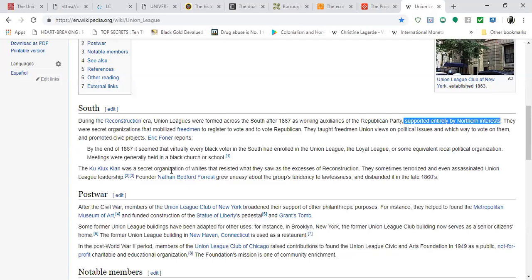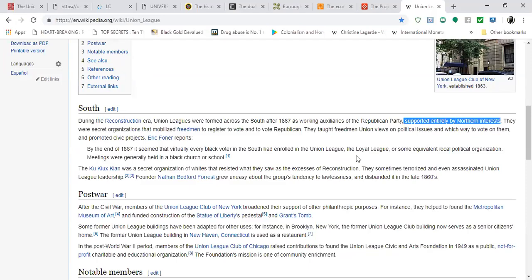The Ku Klux Klan was a secret organization of whites that resisted what they saw as the excesses of Reconstruction. They sometimes terrorized and even assassinated Union League leadership. Founder Nathan Bedford Forrest grew uneasy about the group's tendency to lawlessness and disbanded it in the 1860s. And he's talking about the Klan on that one. But we're going to go more in depth because many people don't know.